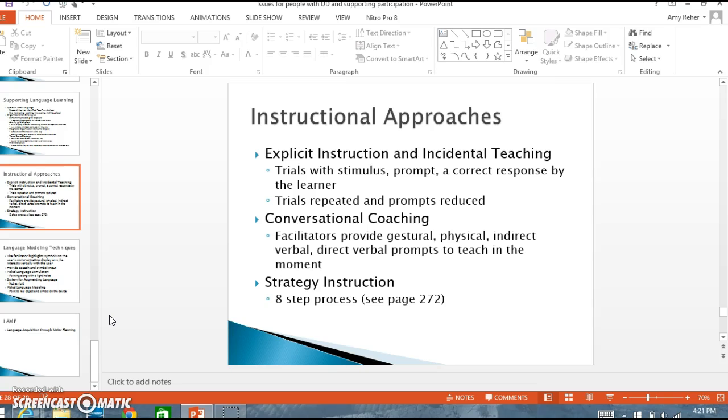Strategy instruction is another really commonly used instructional approach in AAC. Your book goes into it in detail on page 272, and you can look through it more there, but I'll explain it a little bit. It's an 8-step process. So the first thing that you're going to do is you're going to define the specific goal that you're trying to teach. So if your goal is that you want your child to learn how to request to open something, that's going to be your target skill.